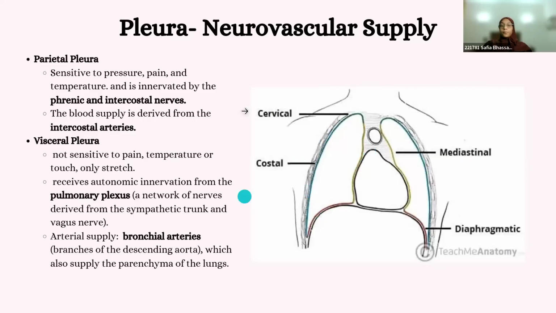The arterial supply of the visceral pleura is the bronchial arteries, while for the parietal pleura, it's the intercostal arteries. So the intercostal arteries would be located here, and that is right next to where the parietal pleura is.